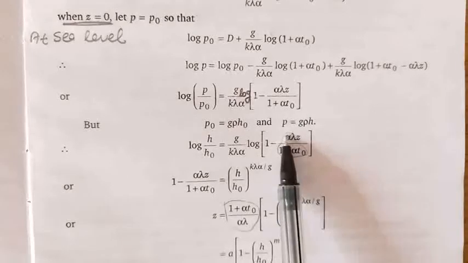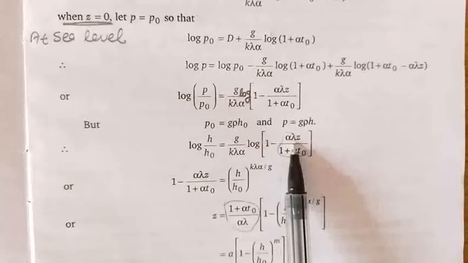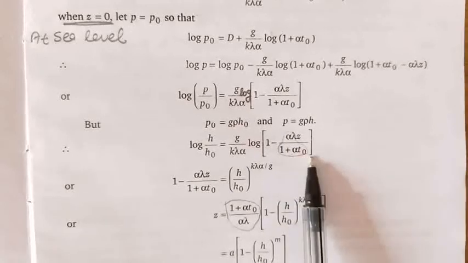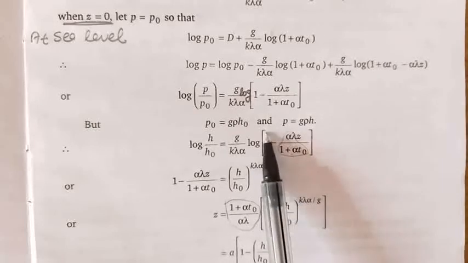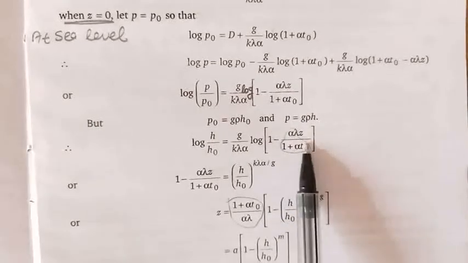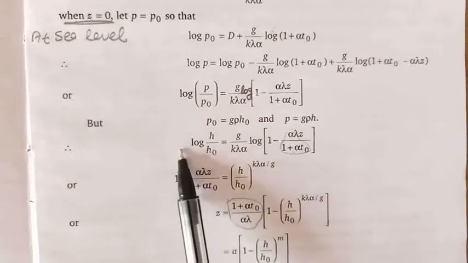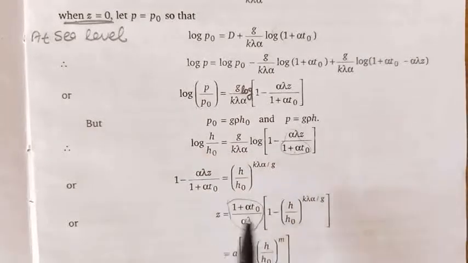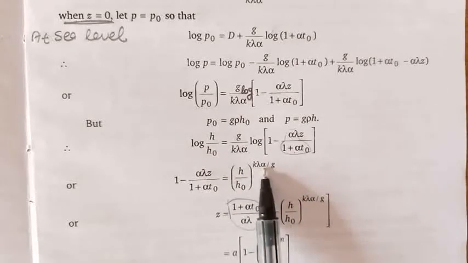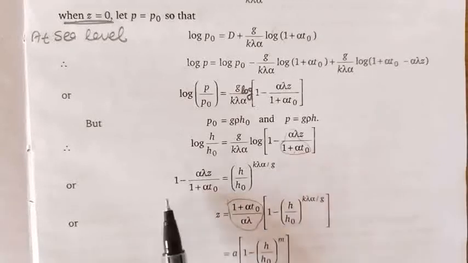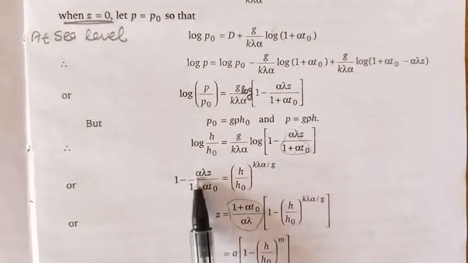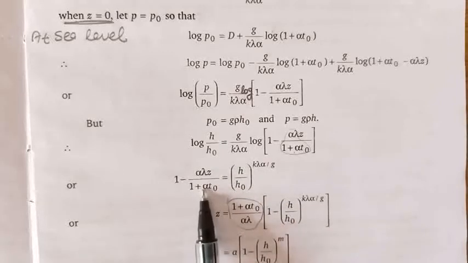Now here, this expression alpha lambda upon 1 plus alpha T naught, that is a constant. And to find the value of this expression from here, let us shift this term to the left side. And then finally, we get the value of H by H naught raised to the power K lambda alpha upon G, which is given by 1 minus alpha lambda Z upon 1 plus alpha T naught.